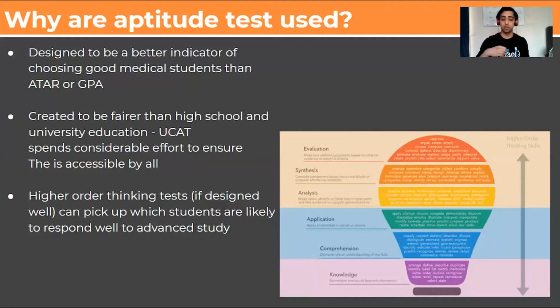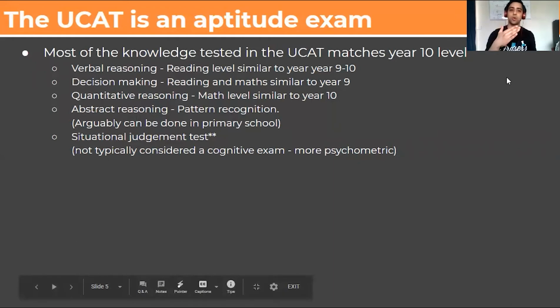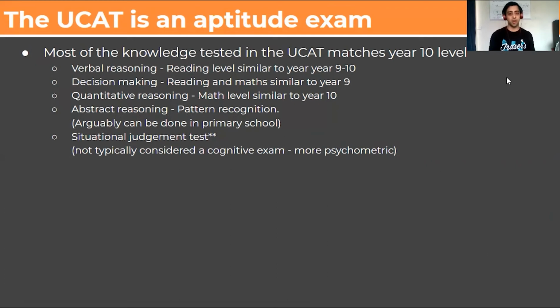So now we've looked at what aptitude tests are and why they are used. Now let's delve a little bit more into the UCAT. Most of the knowledge that's tested in the UCAT actually matches a year 10 level or less when it comes to the foundational knowledge bit. As I told you guys earlier, there are 5 components, right?